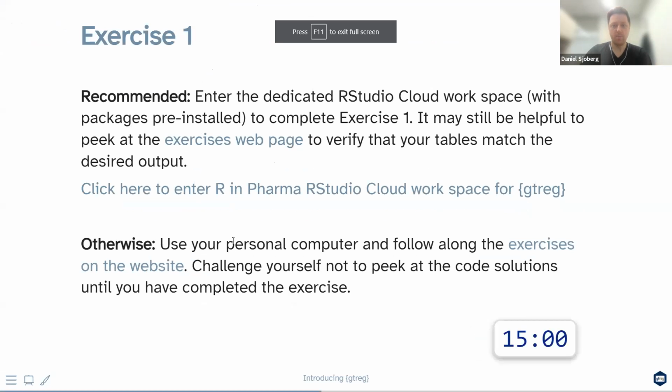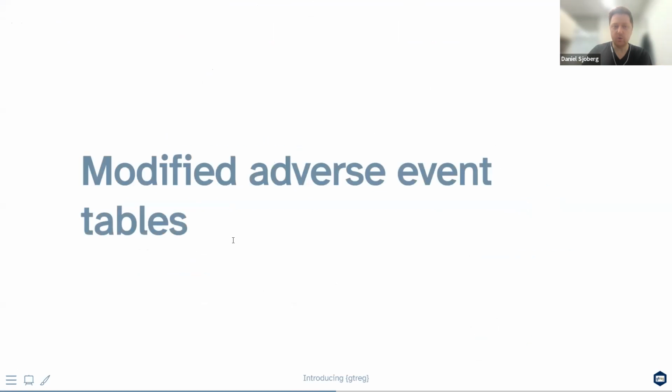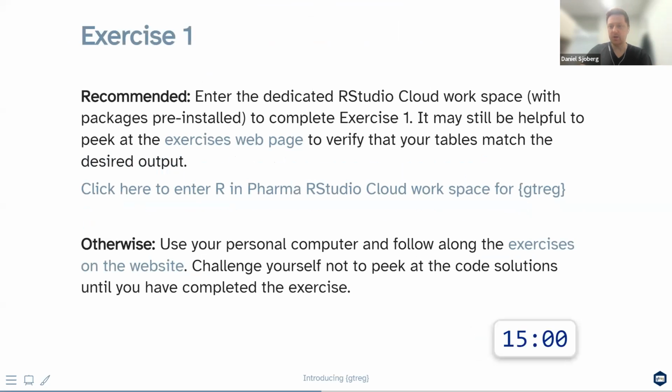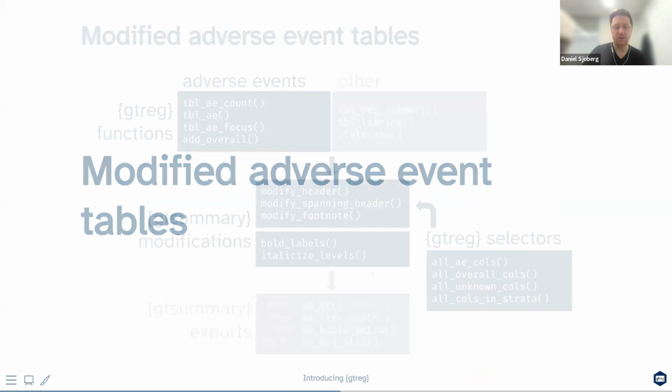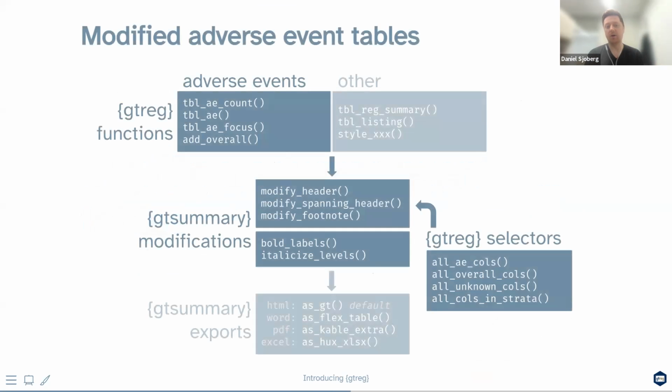Okay. Before we move on, any questions about the adverse event tables we've just created? Okay. So now that we've created these base tables, let's talk about how we could modify these tables. As Shannon mentioned, there are a number of functions from the gtsummary package that you can use to modify the aesthetics of a table. And because a gt_reg table meets all the criteria for a gtsummary table, all of these functions can be used in this context as well.